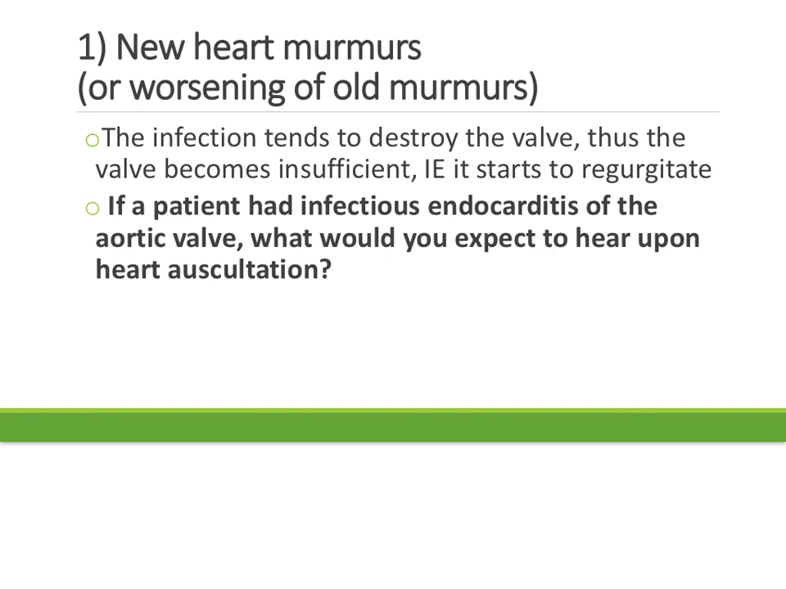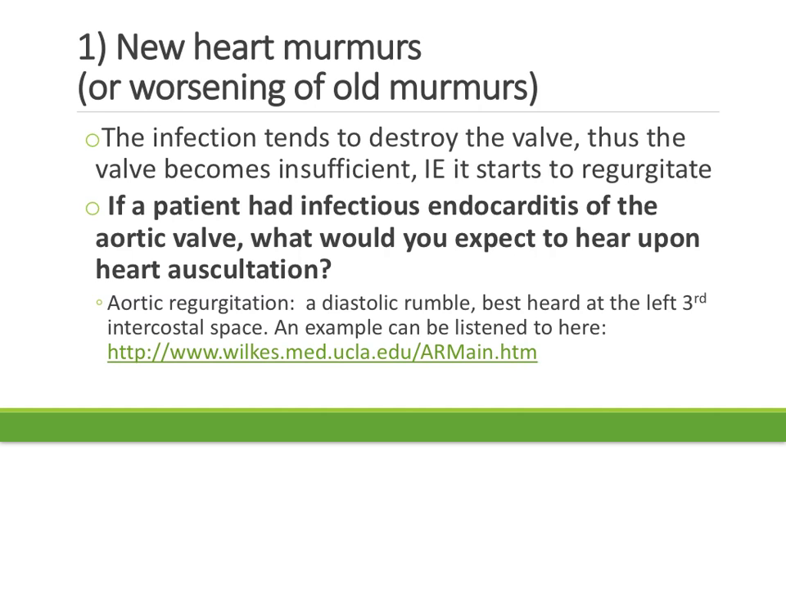If a patient had infectious endocarditis of the aortic valve, what would you actually expect to hear on heart auscultation? Would it be a crescendo-decrescendo systolic murmur, a mid-systolic click? What do you think? The answer is that you would expect to hear aortic regurgitation, which is a diastolic rumble, best heard at the left third intercostal space. If you forget what that sounds like or haven't heard it before, pause the video, go to this link, there's a great example of what this sounds like.